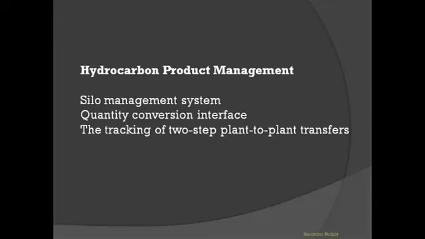And coming to hydrocarbon product management, this is basically the management of hydrocarbon products like finished products or byproducts, the silo management system or tank management system. We have tank dips or silo dips in SAP. Based on the dip readings, we will calculate how much material moved in a particular duration, and we can check with the book readings. And quantity conversion interface.